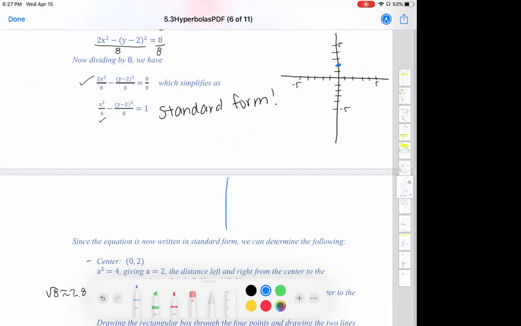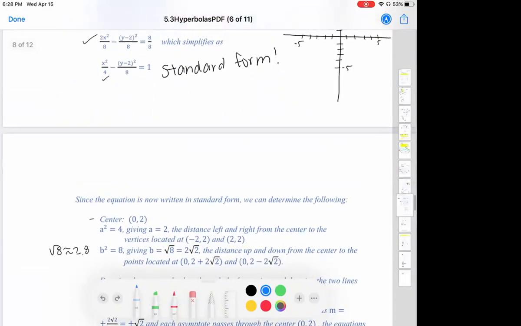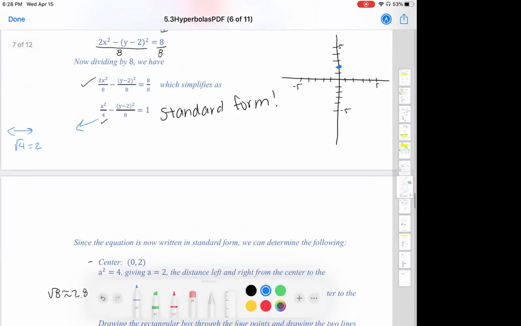And then we're going to move. All right, x has that 4, so I know to move left and right square root of 4, 2 units. 1, 2. 1, 2. And then I have square root of 8 for the y, so I go up and down square root of 8, which is 2.8. So I go 1, 2, and almost to the 5. 1, 2, and almost to the next number.